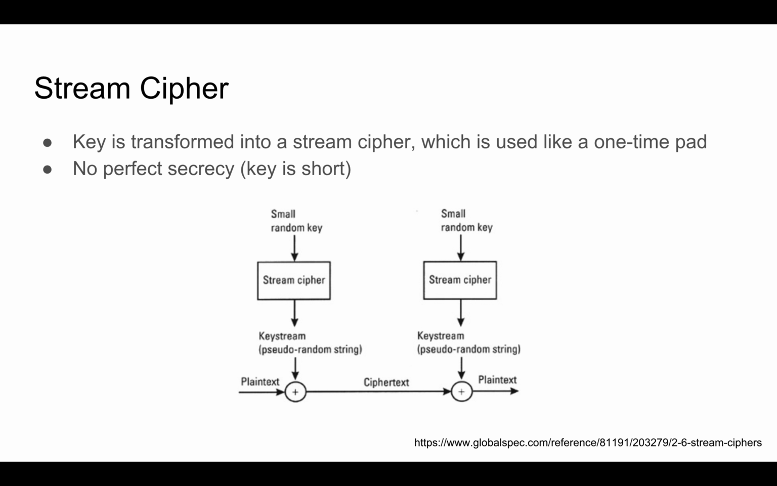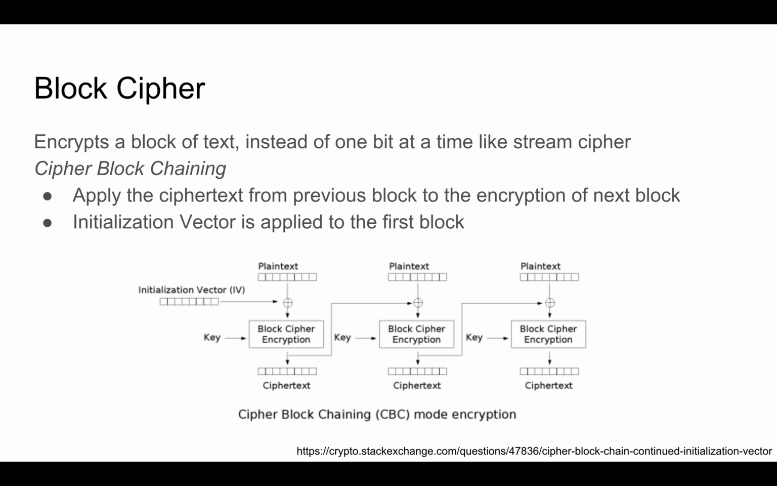Moving on to stream cipher, where the original key is a small random string which is transformed into a key string. It is then used as a one-time pad, so you XOR with the plain text. Here, we no longer achieve perfect secrecy as with the one-time pad, since the key is shorter and thus can be guessed more easily. Next is block cipher. Instead of encrypting one bit at a time like stream cipher, we encrypt a block of text.